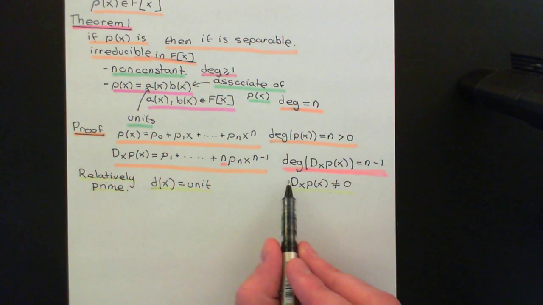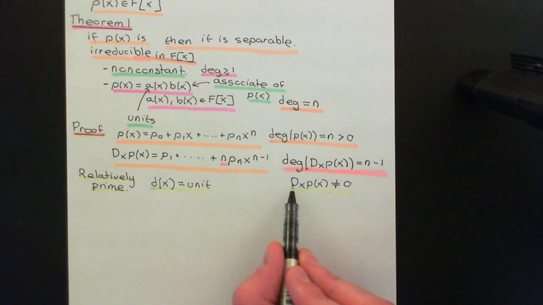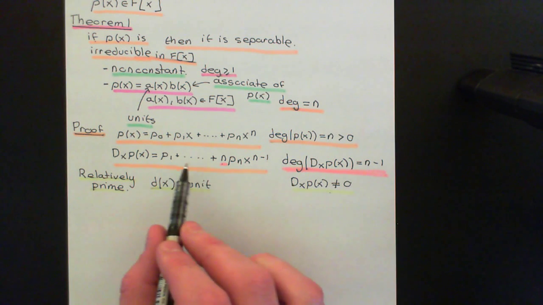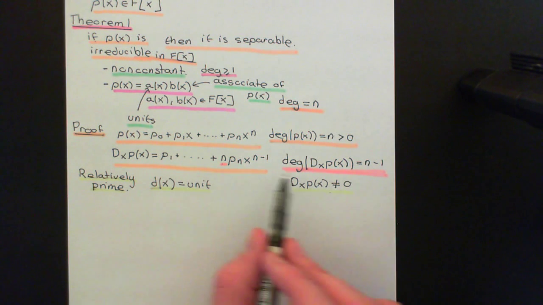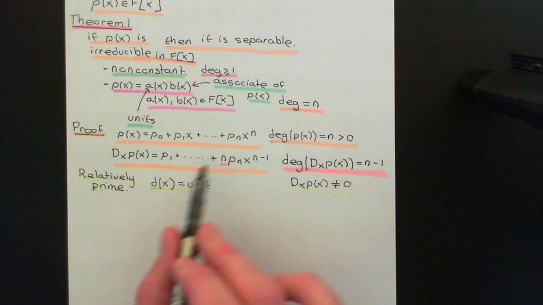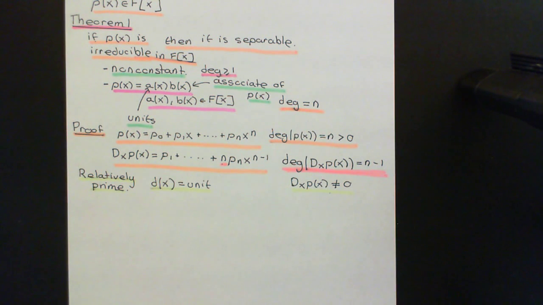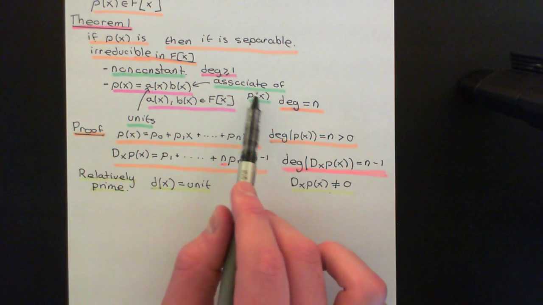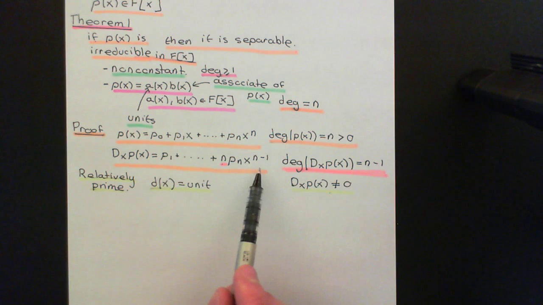But it's really important that I know that the derivative is not equal to 0, because if there was a chance that the derivative was equal to 0, then the answer would be yes, because 0 is a multiple of anything. You could take an associate of p of x, multiply it by 0, and you'd get the 0 polynomial.